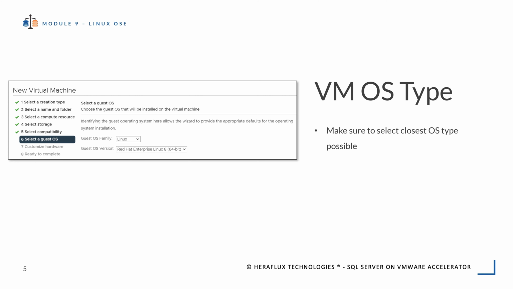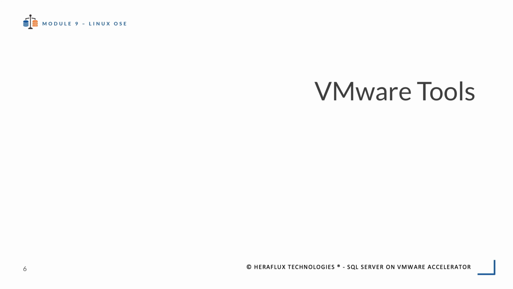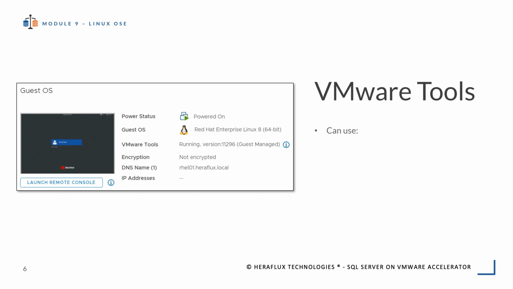There are subtle differences with how the virtual platform manages the different guest operating system types. We want to make sure that all of these layers align properly. Another similarity that we still need is the VMware tools package. Thankfully, this is a little bit easier to manage than on Windows.